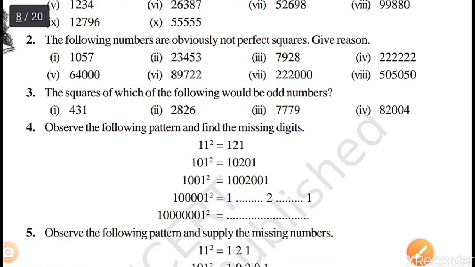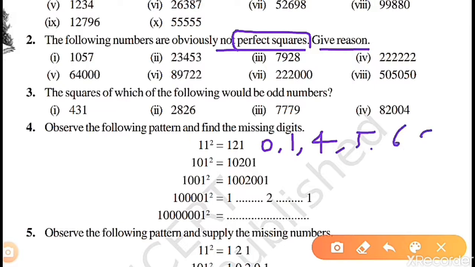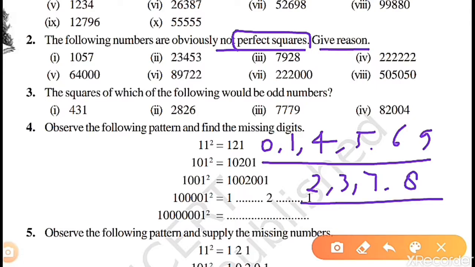Now moving to question number 2. Here it says: the following numbers are obviously not perfect squares, give reason. This has already been discussed. A perfect square number will be ending with the digit 0, 1, 4, 5, 6 or 9 at its unit place. All the numbers which are ending with the digit 2, 3, 7 and 8 will not be perfect squares.